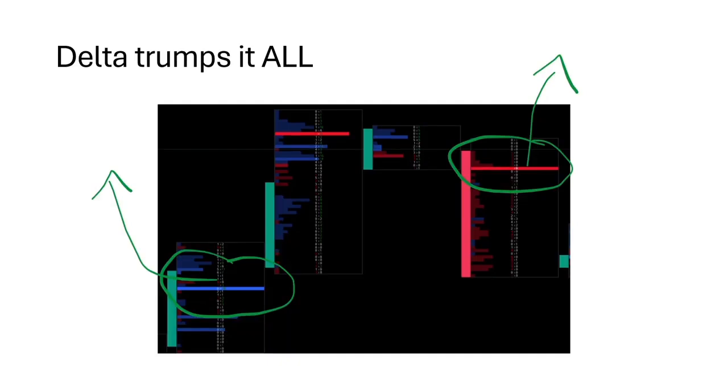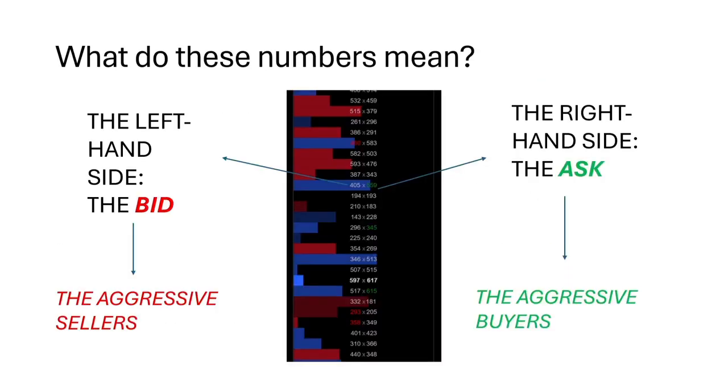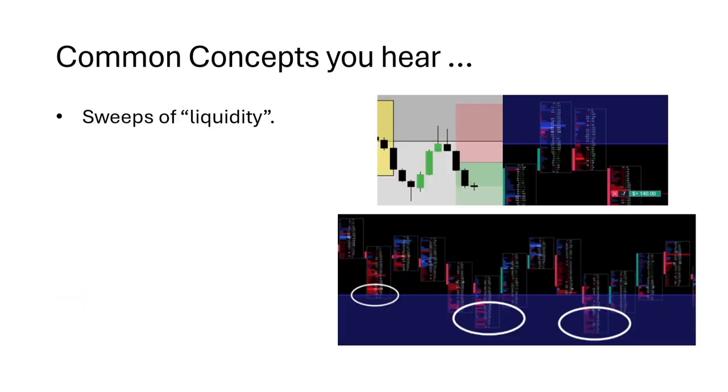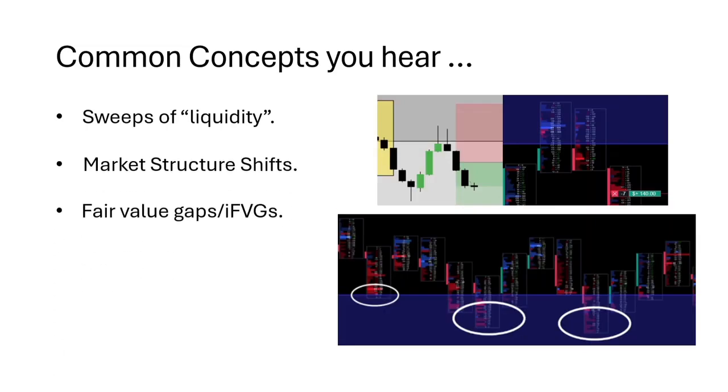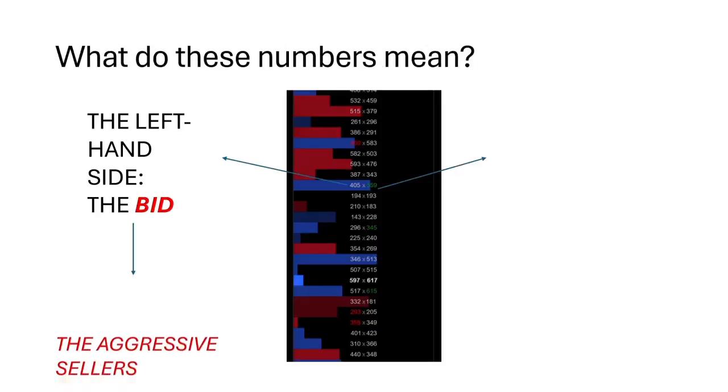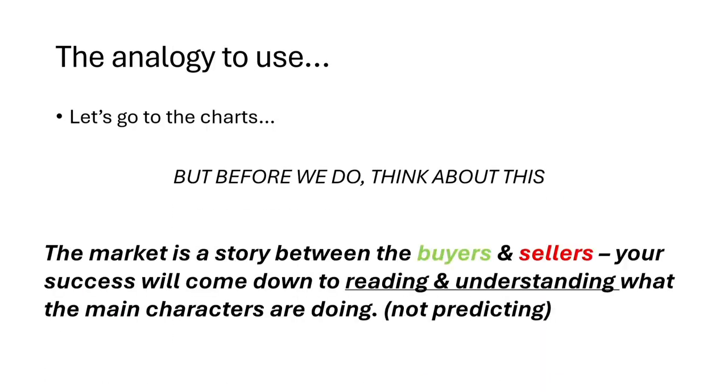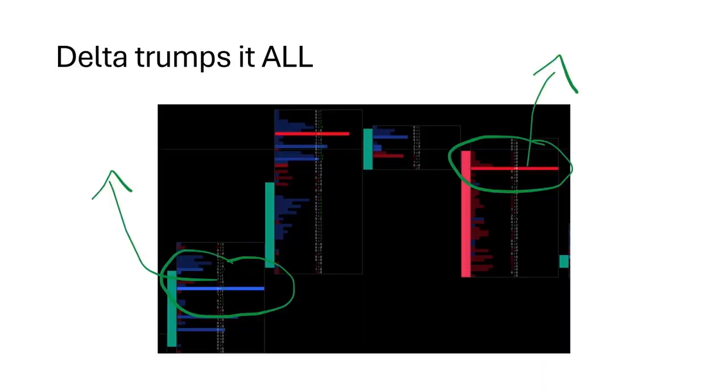So the delta trumps everything. If you're using any of these concepts, I'm just going to go back. A sweep of liquidity, if you're using liquidity, I want you to stop. If you're using any kind of structure, I want you to stop. If you're using fair value gaps alone without any confirmation from footprint charts, I want you to stop. If you're trading support and resistance, which I'm going to go over later in this video, I want you to stop. And if you're trading trend lines, I want you to stop, because none of that means anything without this chart. So the delta trumps everything.